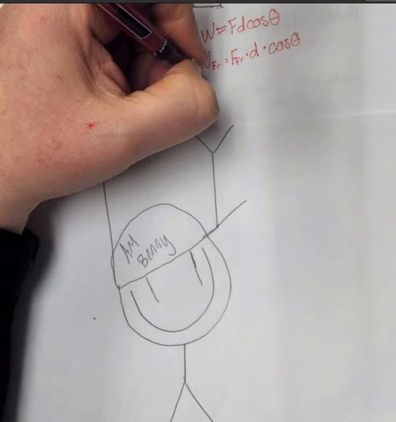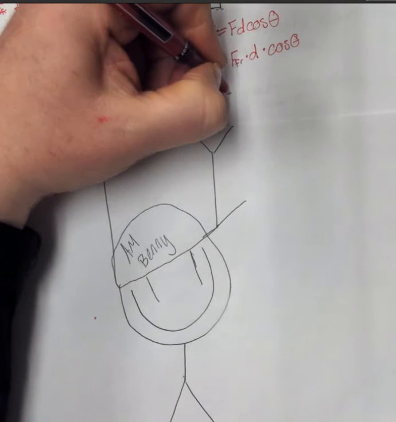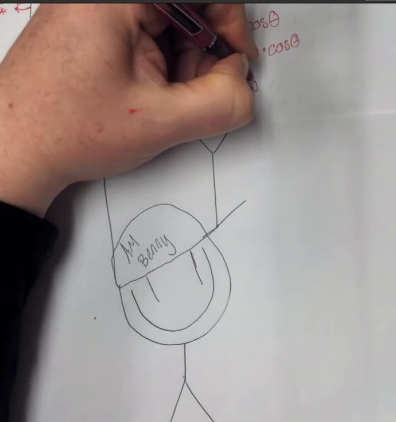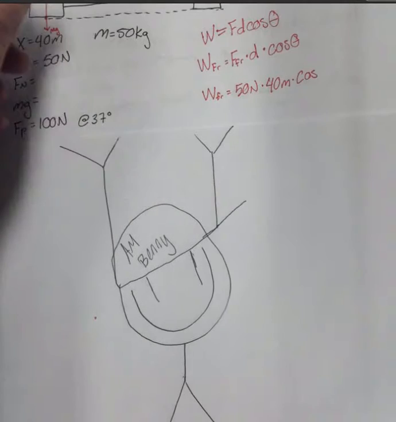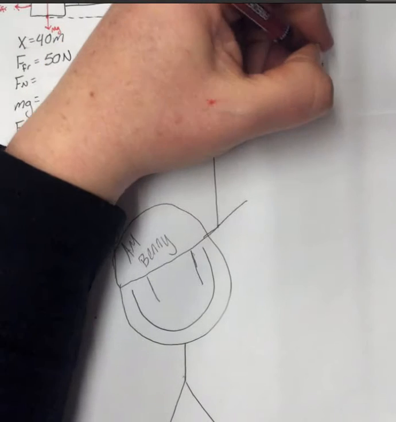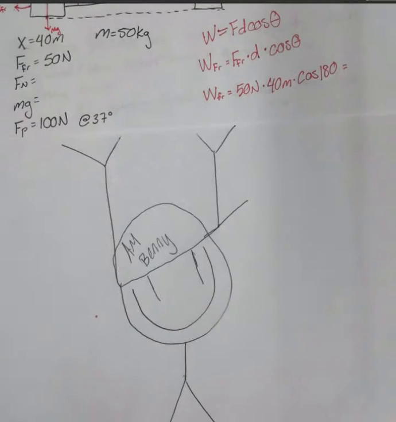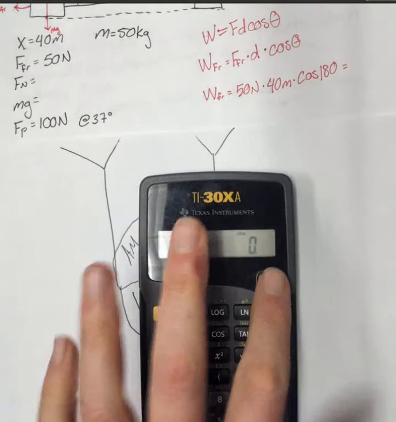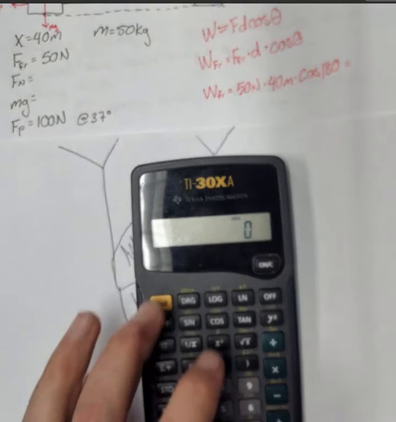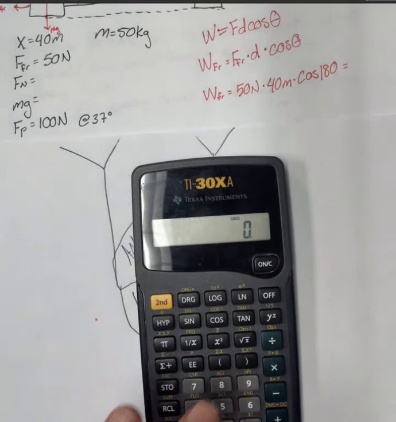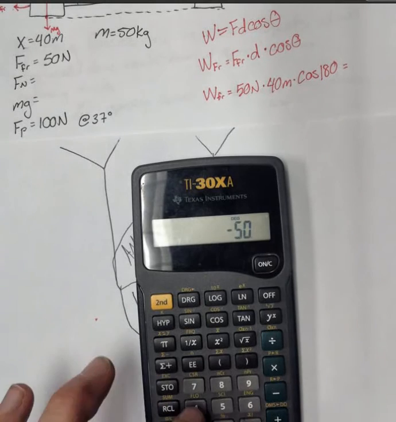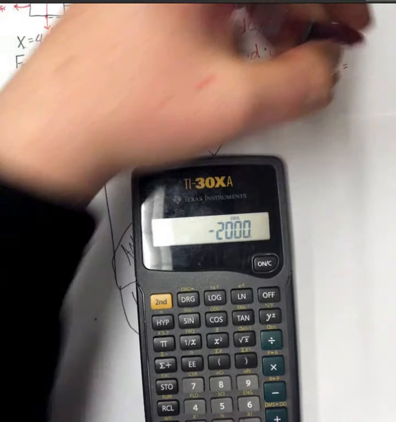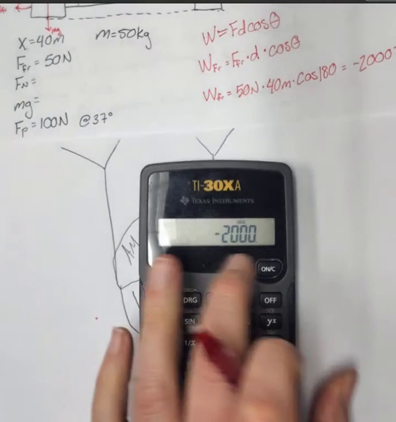So that means that the work done by friction is going to be 50 newtons times 40 meters times the cosine of 180, since we decided the separation between the displacement and the friction is 180. Cosine of 180 is -1. And so we're going to have -1 times 50 newtons times 40 meters. So the work done by friction is -2,000 joules, 2,000 newton meters.